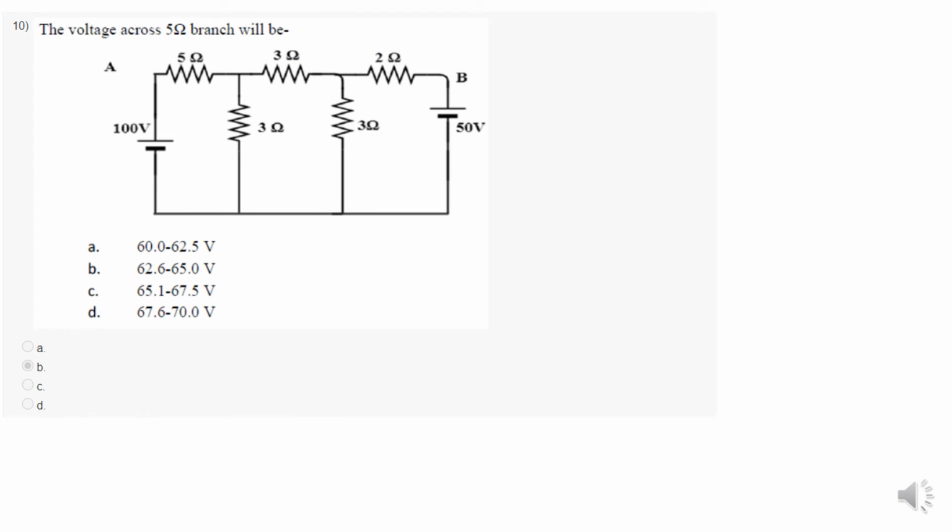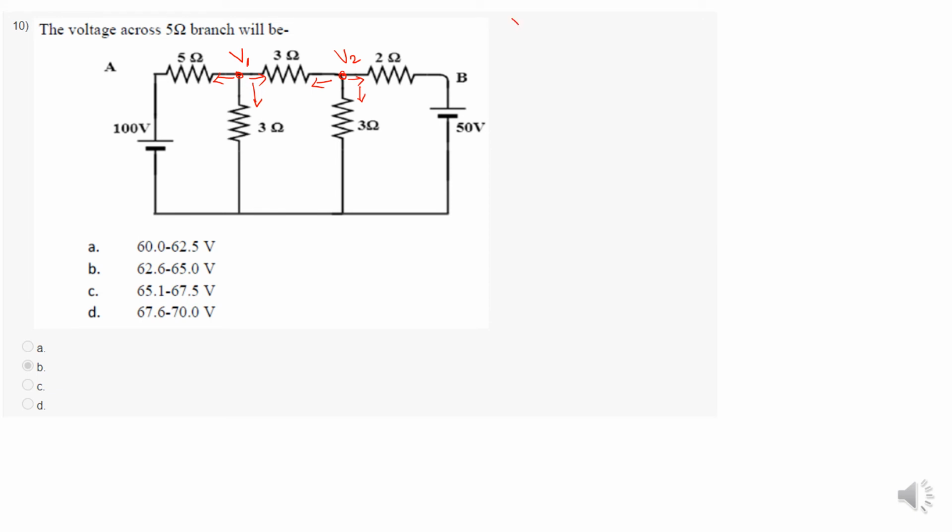Next, the voltage across the 5 ohm branch will be. Here, how to find out this? I'm going to use nodal analysis. For applying nodal analysis, first of all, I'm going to mark the corresponding nodal voltages. Here, this is node 1, the corresponding voltage is V1. This is node 2, the corresponding voltage is V2. Then I am going to assume the direction of current. All the currents are flowing away from the junction.